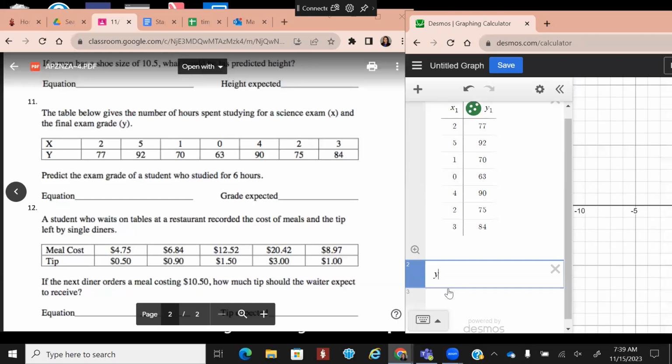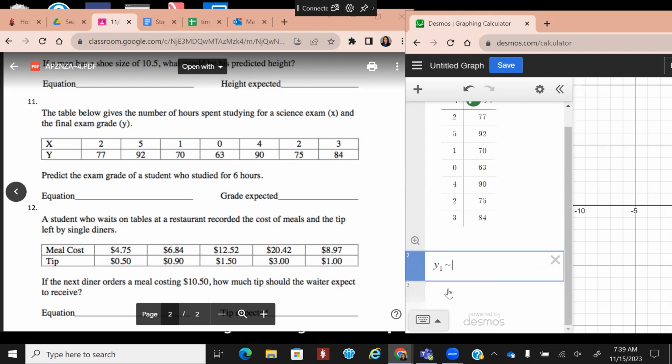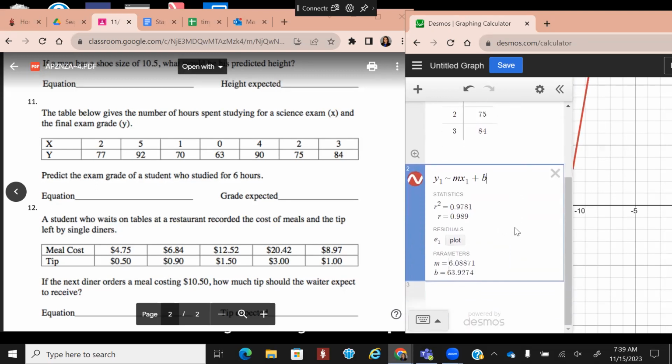You're going to type Y1, hit shift, hit the button that's above tab to make this little tilde sign, mx1 plus b. This is the part that you have to memorize. I can't tell you this. You have to know it.